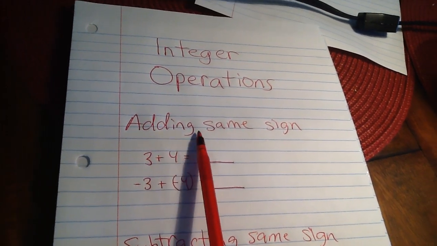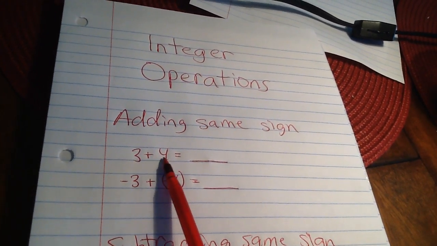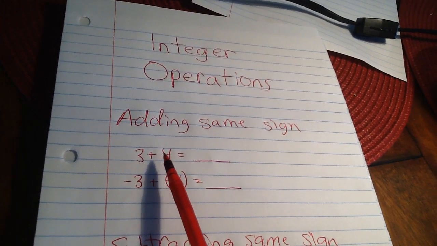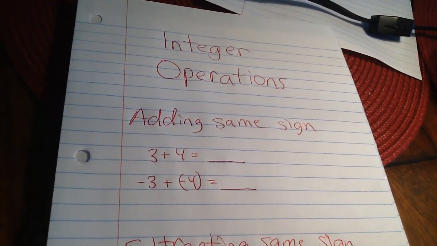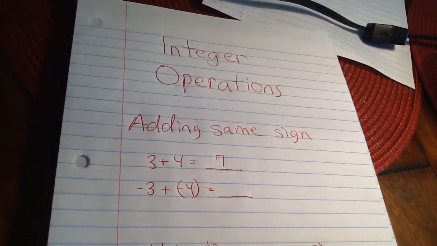Okay, so we've got positive 3 plus positive 4. If there's no sign in front of it, it is a positive. So we've all done that. So 3 plus 4, we know, is 7.